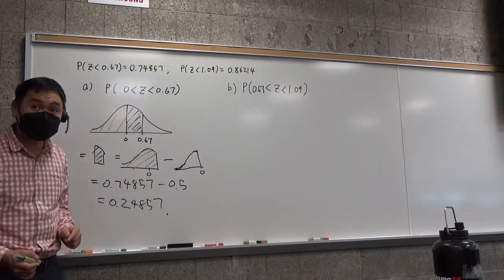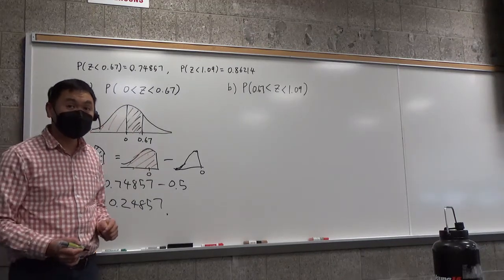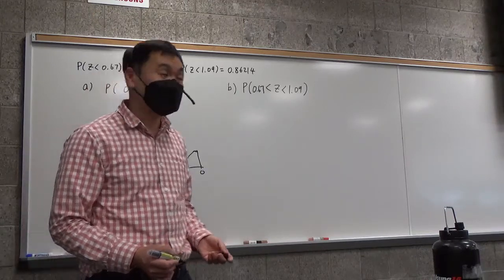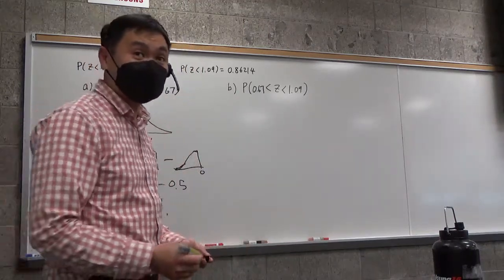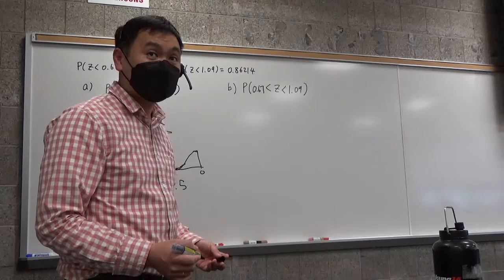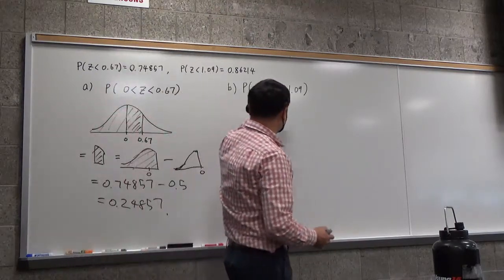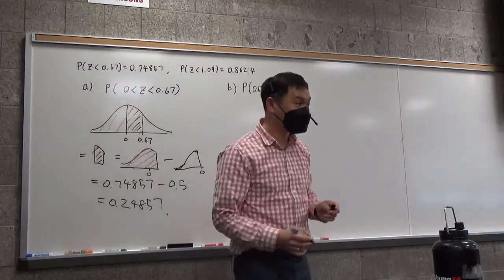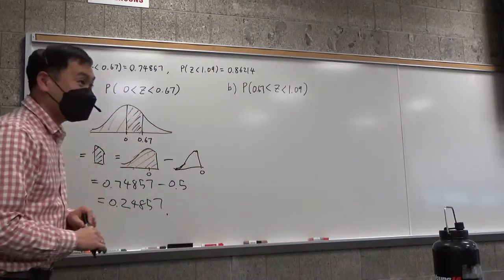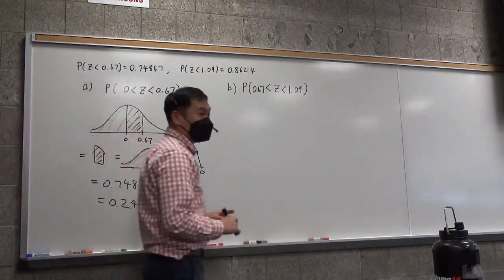For question B, you would still have 0 on the side, correct? Yes. It would just be to the right of the 0. So these two numbers will be on the right side of 0. All right, I think I gave you ample time to think. Let's see if you got it.